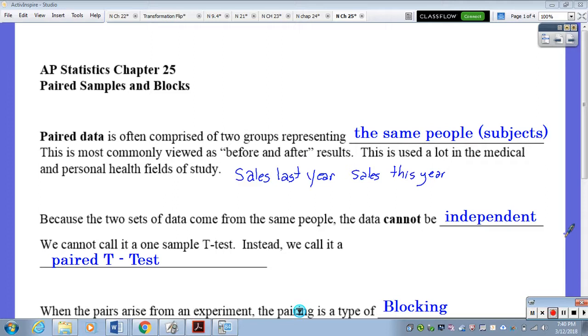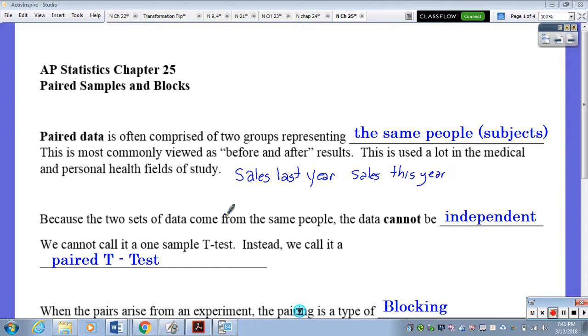And that's because the data is now coming from either the same group of people or the same subjects. Commonly, this is viewed as before and after results. It's used quite a bit in the medical field and professional health fields. You could do it in business as well, where you compare last year's sales to this year's sales, things of that nature. So the important thing here is that we're now looking at the differences of the same subjects.